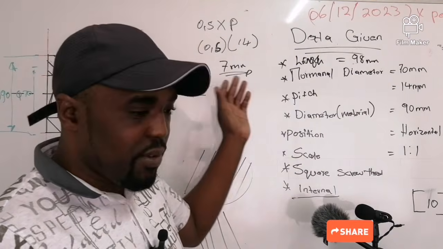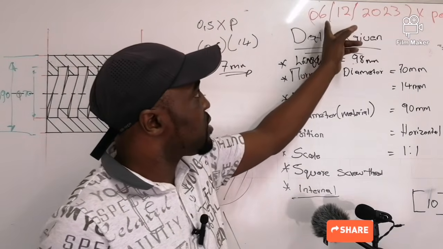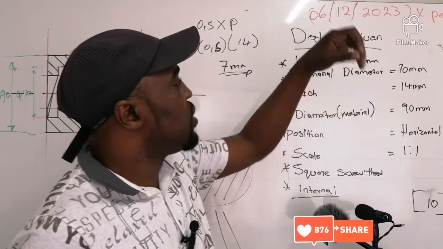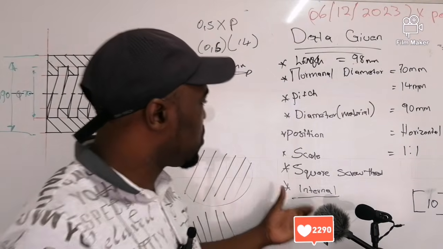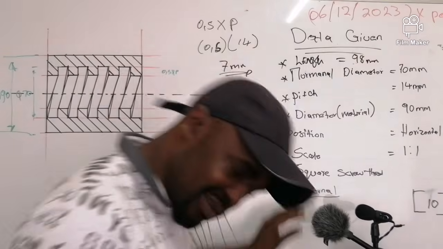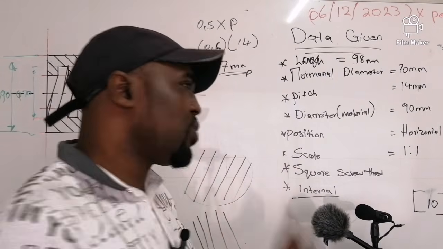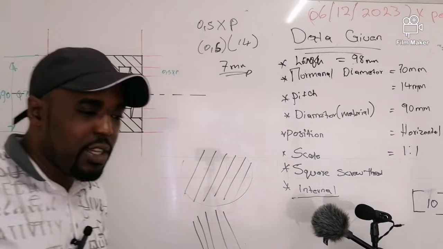Remember, guys, this was the previous question paper that was written on the 6th last year, December 2023. They were being tested on how to draw an internal square screw thread.